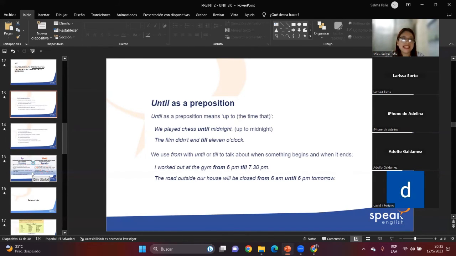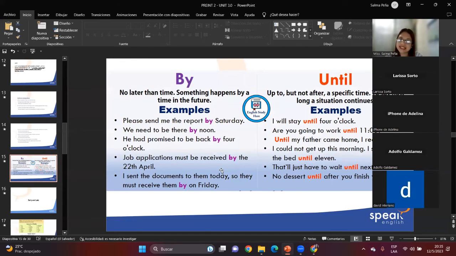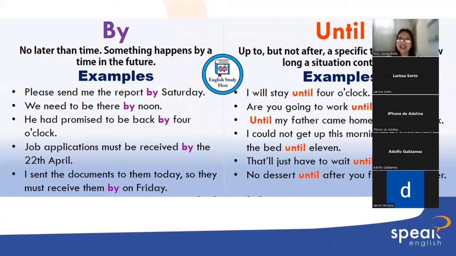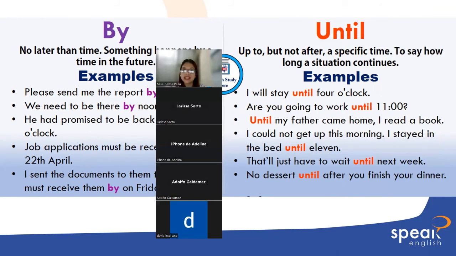Thanks. Okay, perfect. Then we have by. By is another, but they are kind of opposite. By is no later than a time. Something happens by a time, but in the future. And if you remember, until is up to, but not after a specific time, to say a long situation continued. I will stay until 4 o'clock. It means that I am in the place and I will stay in that place until 4 o'clock.